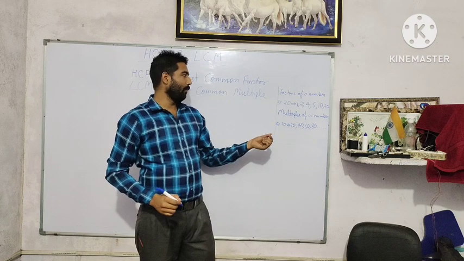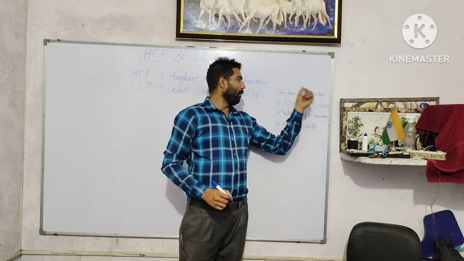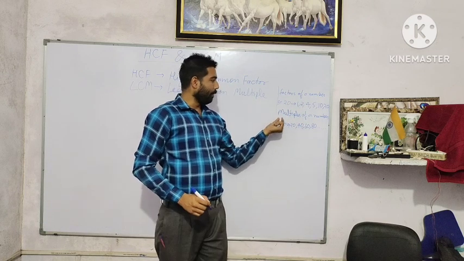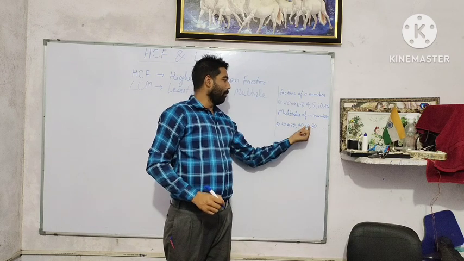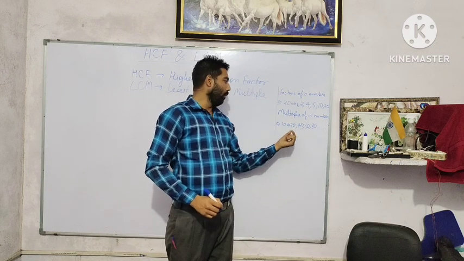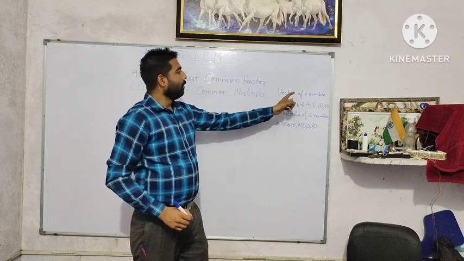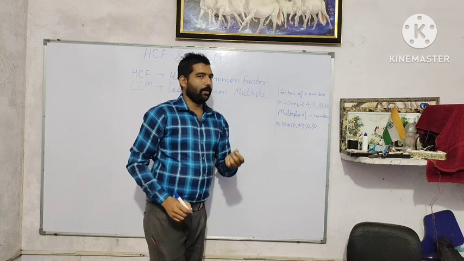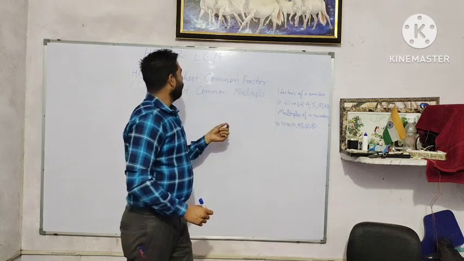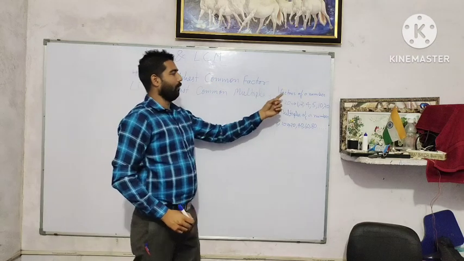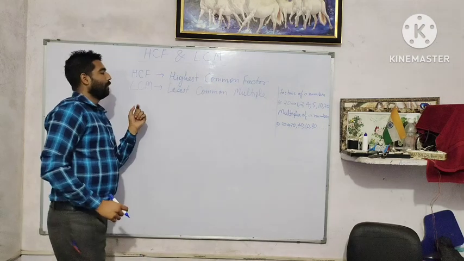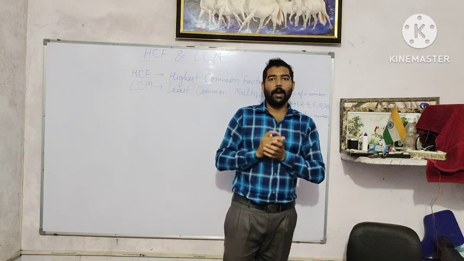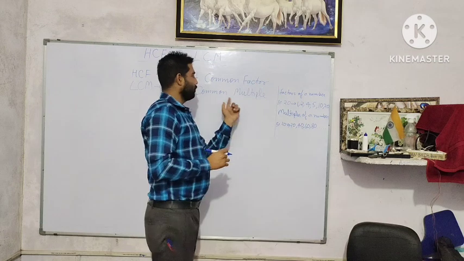One more thing we can observe here. The factor of a number is either smaller than the number or equal to the number. And the multiple of a number is either greater than the number or equal to the number. If we have two different numbers and we take the highest common factor of them, then we can find HCF. And for the LCM, we take the multiples of two different numbers, and the least common one is known as the least common multiple.